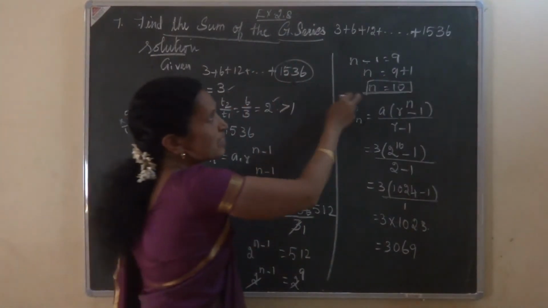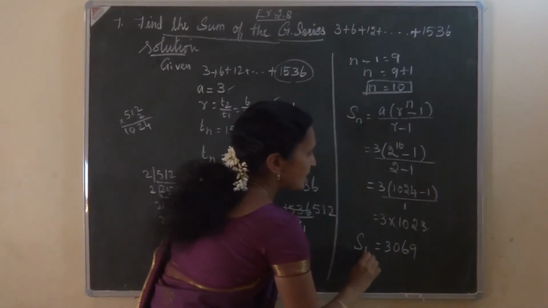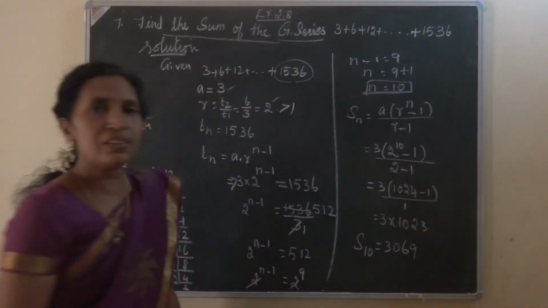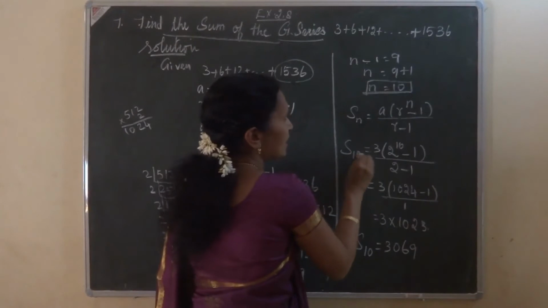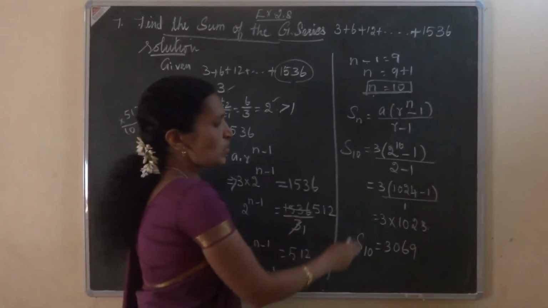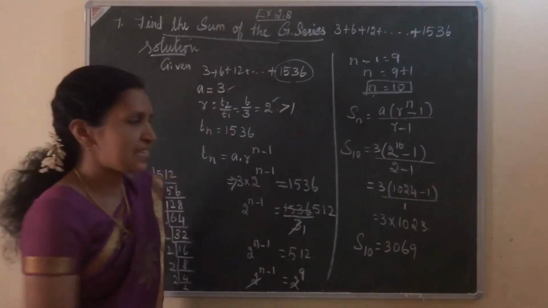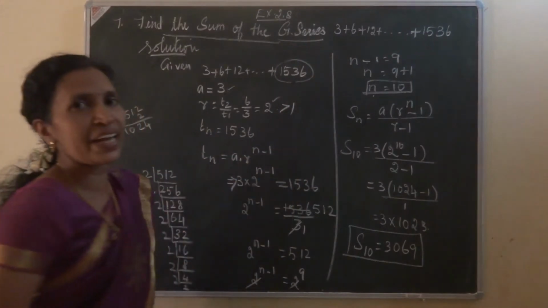How many terms are there? n terms, so the sum of these 10 terms is 3069. Here itself you write the sum of these 10 terms because the n value we got is 10. So S10 equal to 3069. Do you understand?